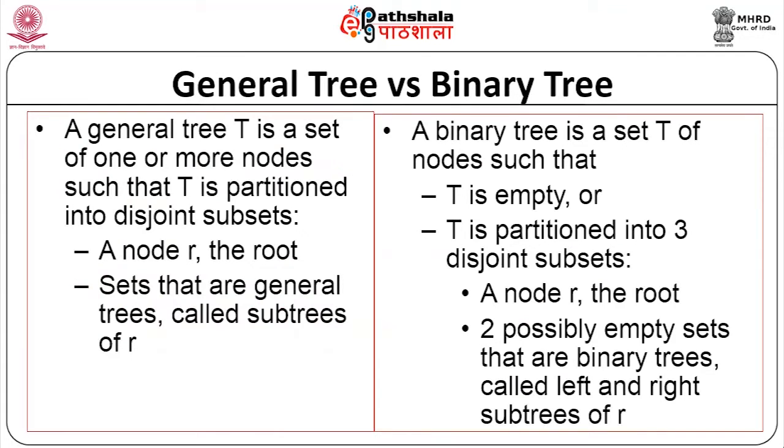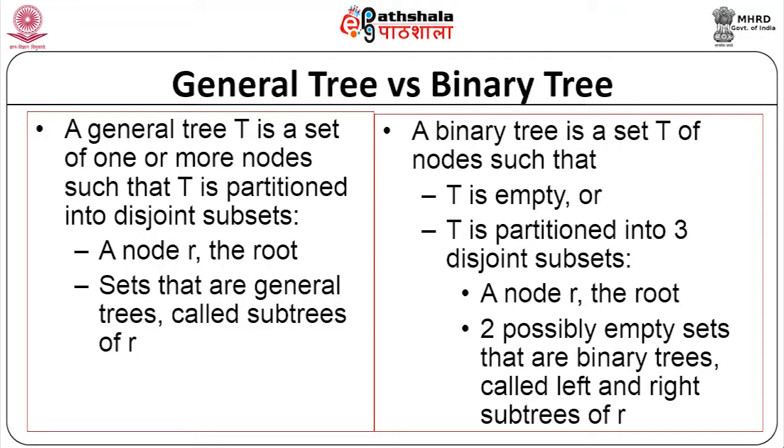Now, let us first compare general trees and binary trees. A general tree is a set of one or more nodes such that T is partitioned into disjoint subsets. We are not saying how many subsets. So, you have a node R, the root, and the sets that are general trees called subtrees of R. This is the definition we gave for the general tree before.